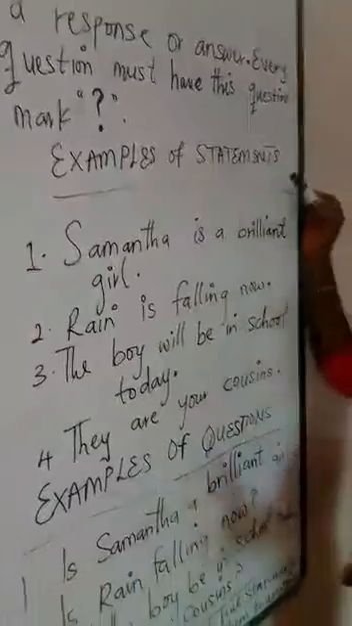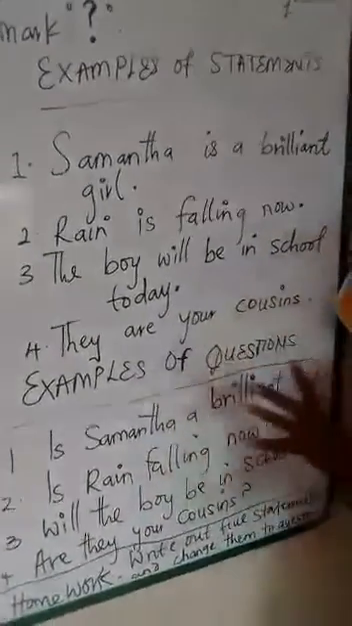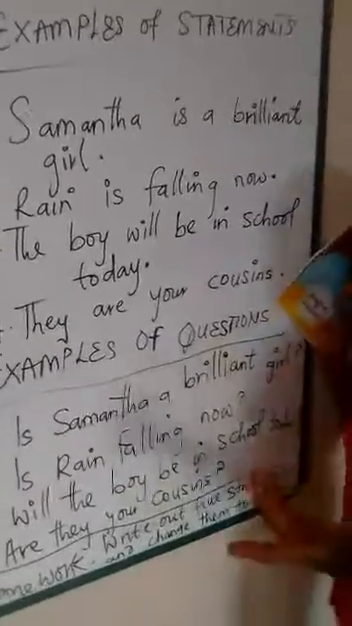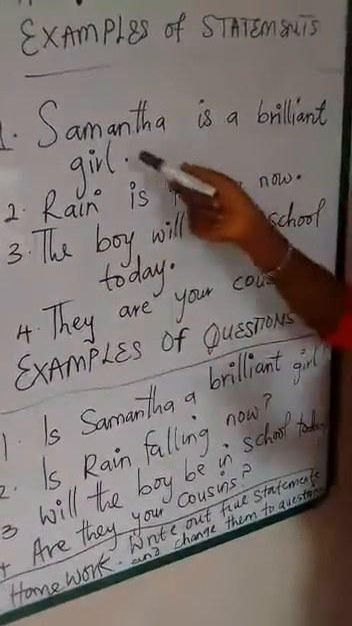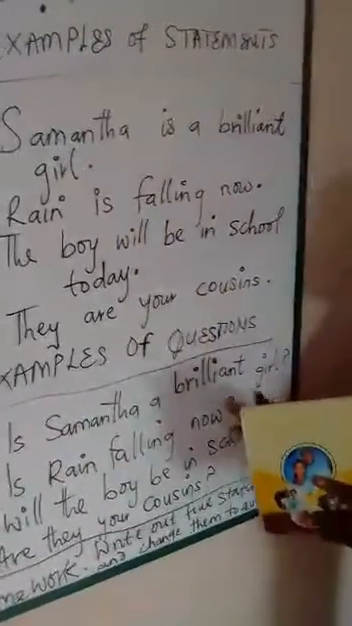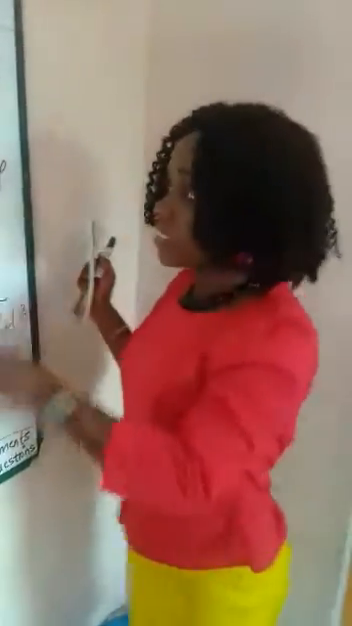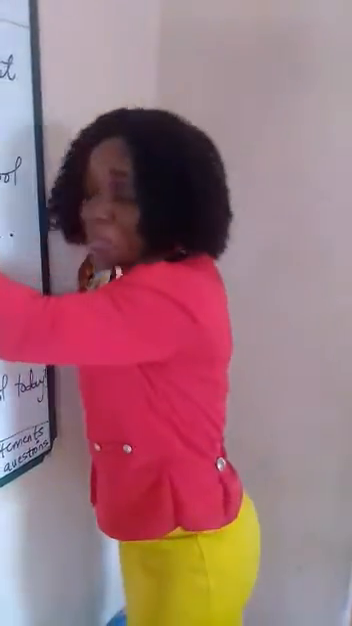What are some of the examples of statements? We have some of them on the board, and I'm going to read them out for you. Number 1 says, Samantha is a brilliant girl. This is just a simple statement. It doesn't require any answer. It gives us information that the person we are talking about is a brilliant girl, and the person happens to be Samantha.